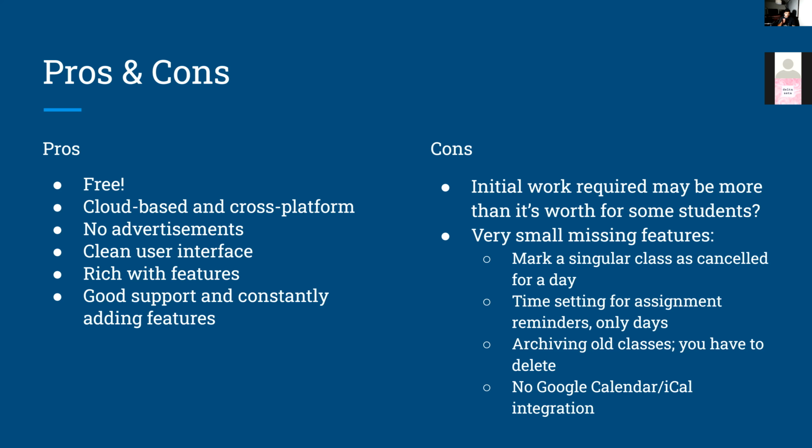And then I actually think that this is the most outstanding feature that's missing: if you have an old class and you use this application for multiple semesters, you can't just archive it or something like that. An old class, you have to physically delete it. So if you ever wanted to look back at your old terms, that's kind of annoying. You end up having to delete everything every semester. And then there's no Google Calendar or iCal integration.